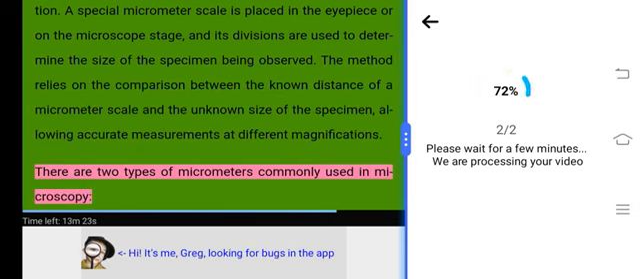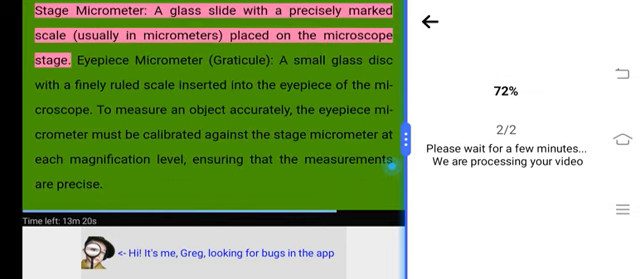There are two types of micrometers commonly used in microscopy. Stage micrometer, a glass slide with a precisely marked scale, usually in micrometers, placed on the microscope.